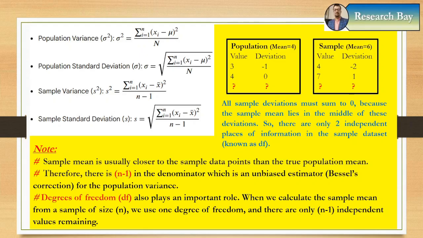To adjust for the sample mean, which is usually closer to the sample data points and rather away from the true population mean. So it is away from the true population mean. So to adjust for this bias, we put n minus 1 in the denominator, known as Bessel's correction. Now let us see one example on how to solve this thing manually.